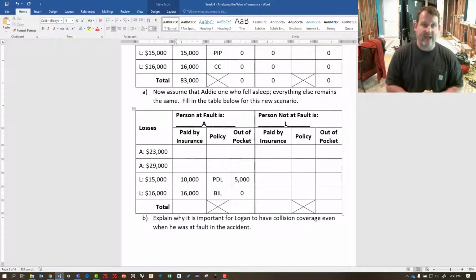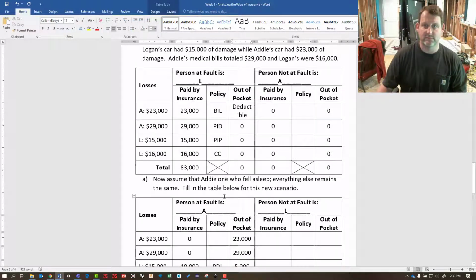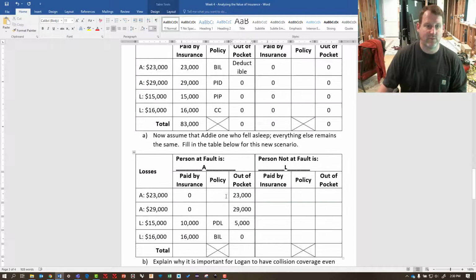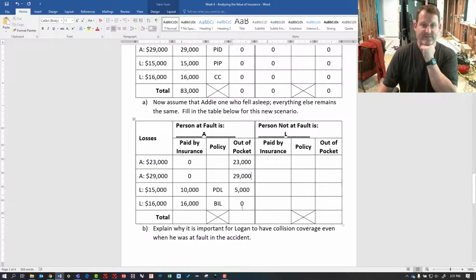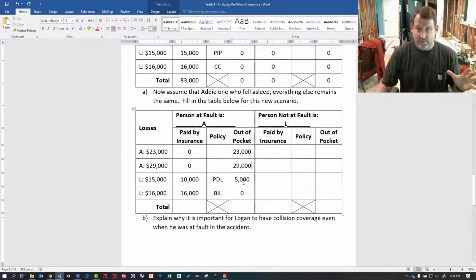Now, Addie's bills, nobody's going to help her with these bills. Her insurance company does not help her because she only has liability insurance. That means she's going to pay the full $23,000 of out-of-pocket expenses and $29,000 of damage to the vehicle. Wait, I had that backwards. $23,000 damage to the vehicle, $29,000 of medical bills. All right. So, where are we at now?